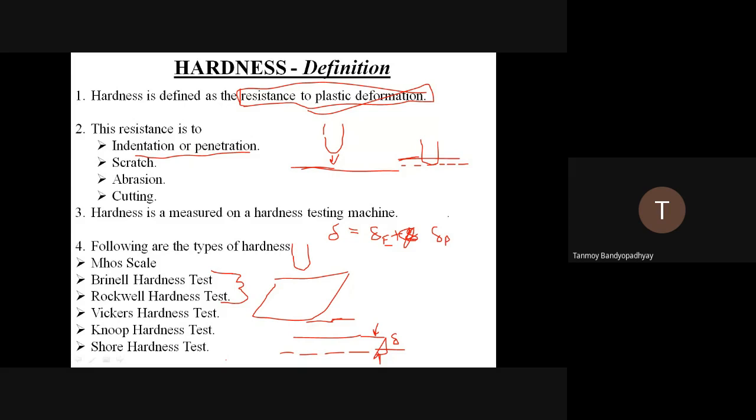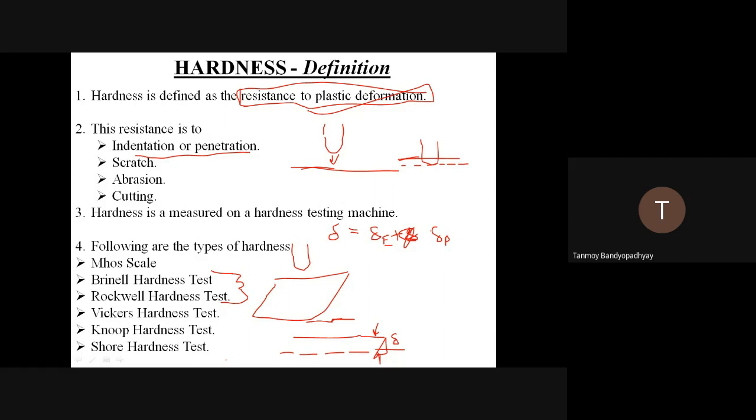You are indenting the specimen using an indenter. Once you remove the indenter, the indentation will remain, some impression of the indenter on the specimen. Whatever was the elastic part will recover by itself and doesn't form any appreciable deformation. Okay? Only the plastic part of the deformation remains in the material, and only that part we can measure using hardness testing machines. That is why hardness is always defined as the resistance to plastic deformation. The plastic deformation caused on the specimen forms the measurement of hardness.